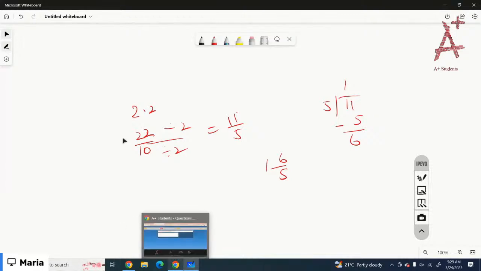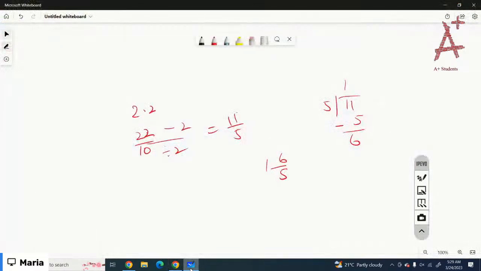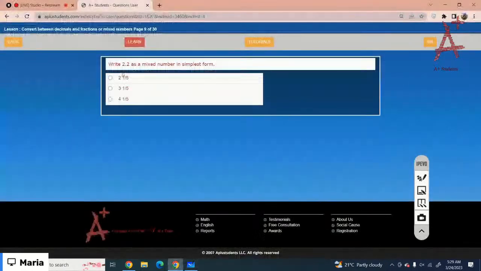So the correct option is, 2.2. 5 times 2 is 10. Sorry, 5 times 2 is 10. So here you have 1. So it would be 2 whole 1 over 5. So the correct option is 2 whole 1 over 5. Got it? The correct option is option number 1, 2 whole 1 over 5. Got it?